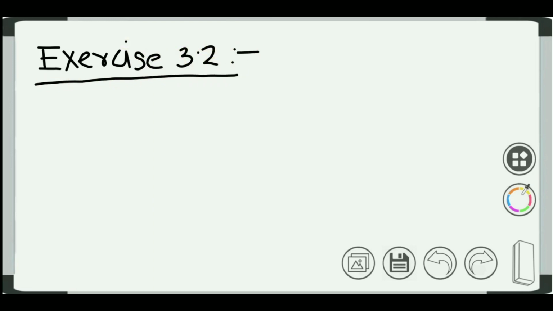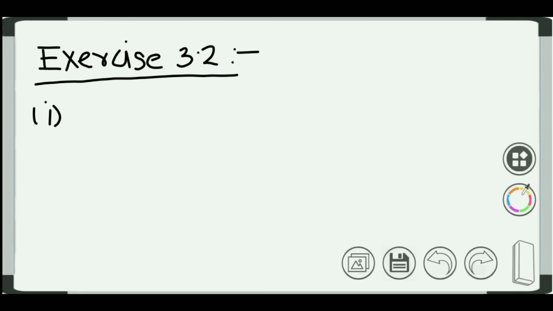So first we'll start with exercise 3.2. First question. Form the pair of linear equations in the following problems and find their solutions graphically. Okay, so you already studied how to find a solution graphically. So we'll read the first sub question.